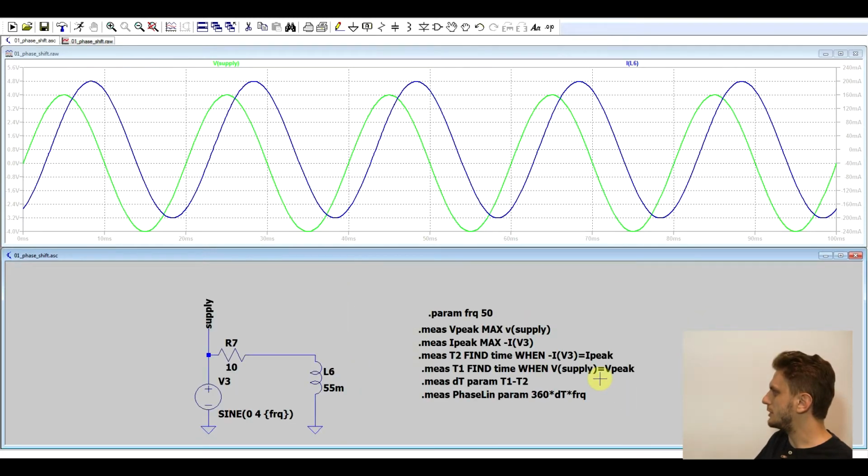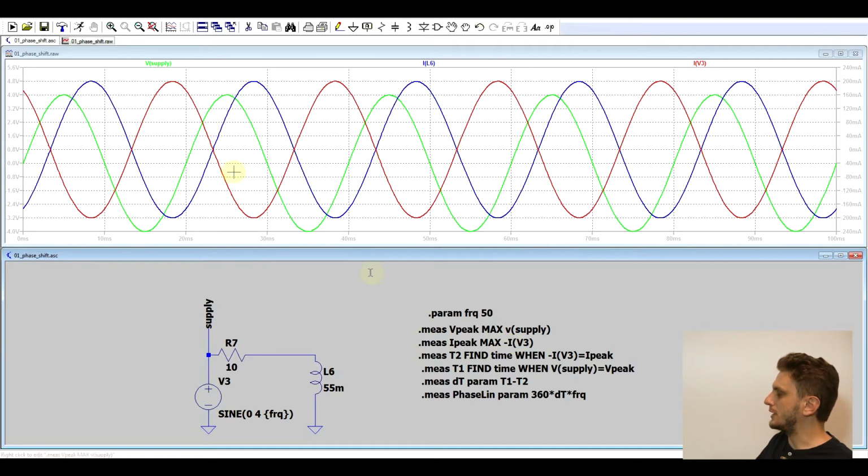So I prepared a set of measure statements to find this phase difference. First of all, I'm measuring the peak voltage on the supply and then on the current. Now I put a minus in front because LTspice reversed the current, so for whatever reason it's default like this, but that's not a problem.